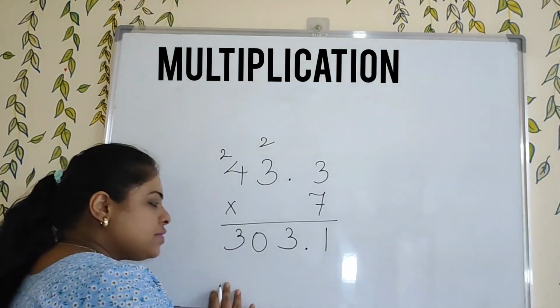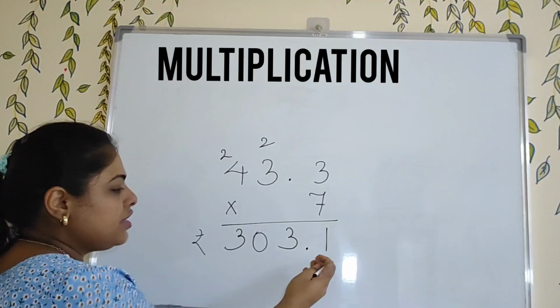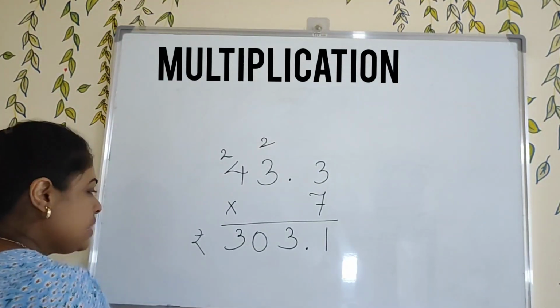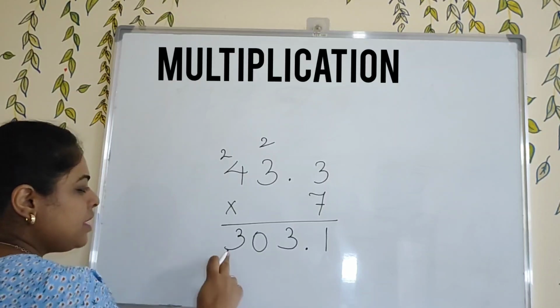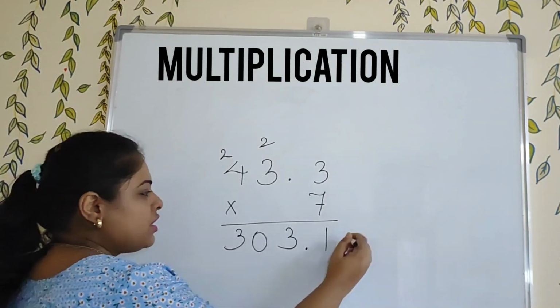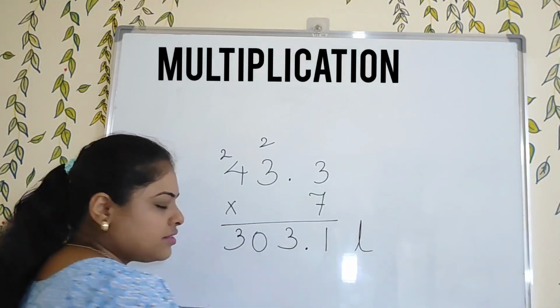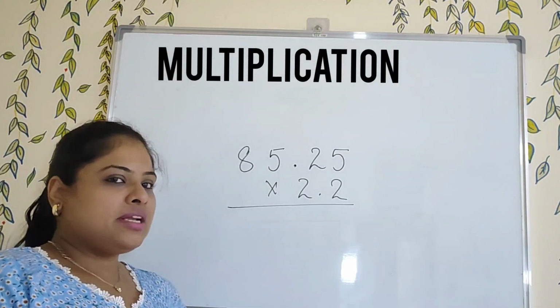Now, if I take this as money, rupees 303.1. Otherwise, if you take it in kg, it will be 303.1 kg, or 303.1 liters. Now, let's multiply.